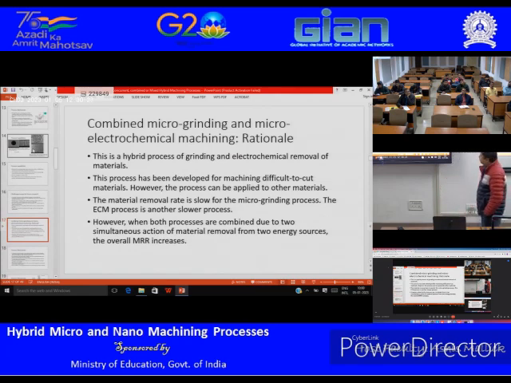Okay, so let's talk about combined microgrinding and microelectrochemical machining. Again, very similar. Both those processes are very similar.